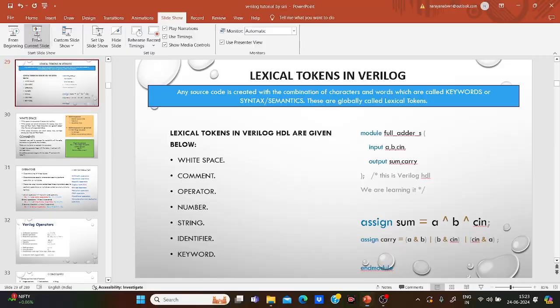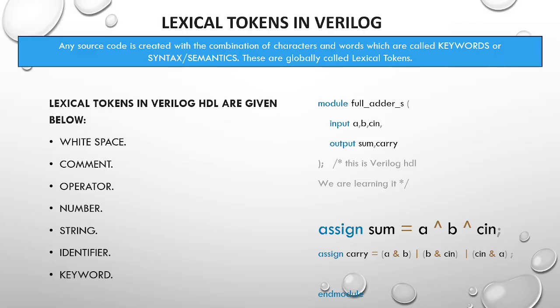And today we are going to discuss lexical tokens. So what are these lexical tokens and why are they important in Verilog? Basically, lexical tokens are nothing but what we call syntax.